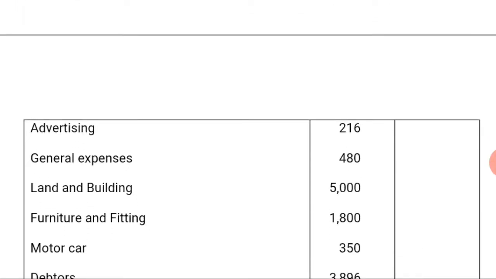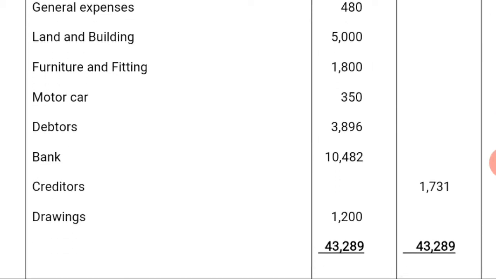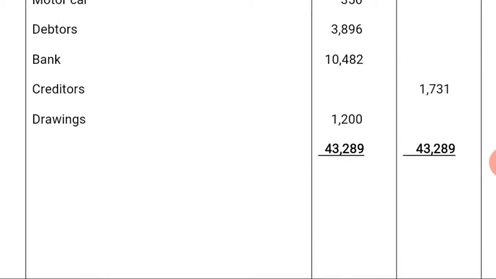advertising 216 Naira, general expenses 480 Naira, land and building 5,000 Naira, furniture and fitting 1,800 Naira, motor car 350 Naira, debtors 3,896 Naira, bank 10,482 Naira, creditors 1,731 Naira, drawings 1,200 Naira, and we have the total of the trial balance as 43,289 Naira on the debit and credit sides respectively.